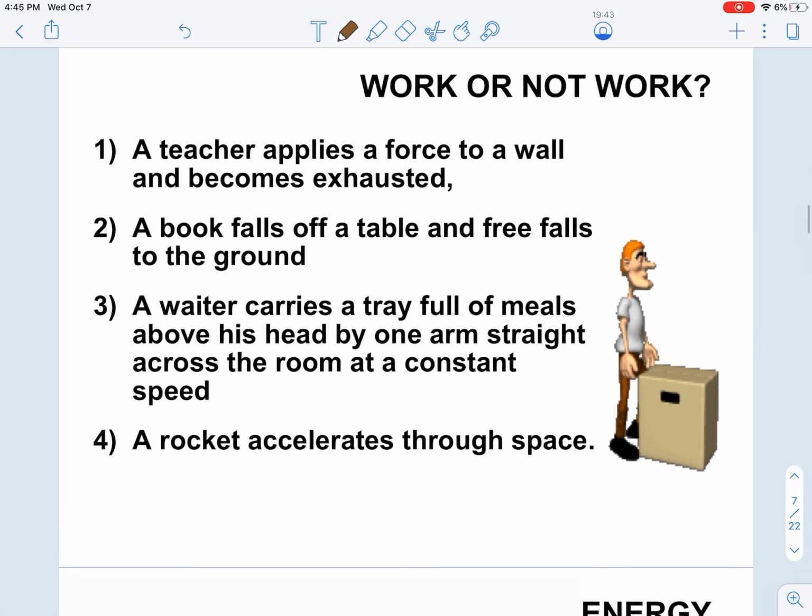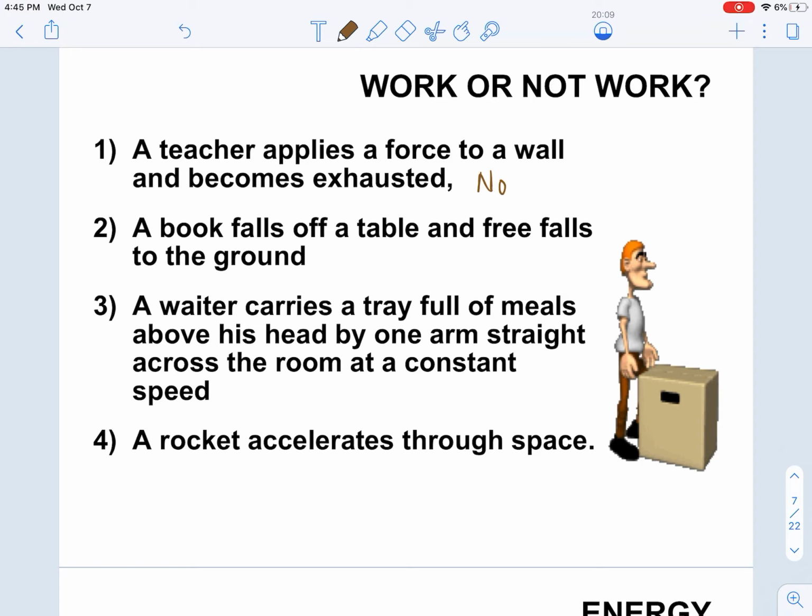A teacher applies a force to a wall and becomes exhausted. Now, we are assuming that this is a normal human being, so they are applying a force onto the wall, but the wall does not move, right? All right, so if the wall does not move, then we need to understand that this would be an example of no work being done. Why? Because there would be zero displacement, 0 meters for my displacement.